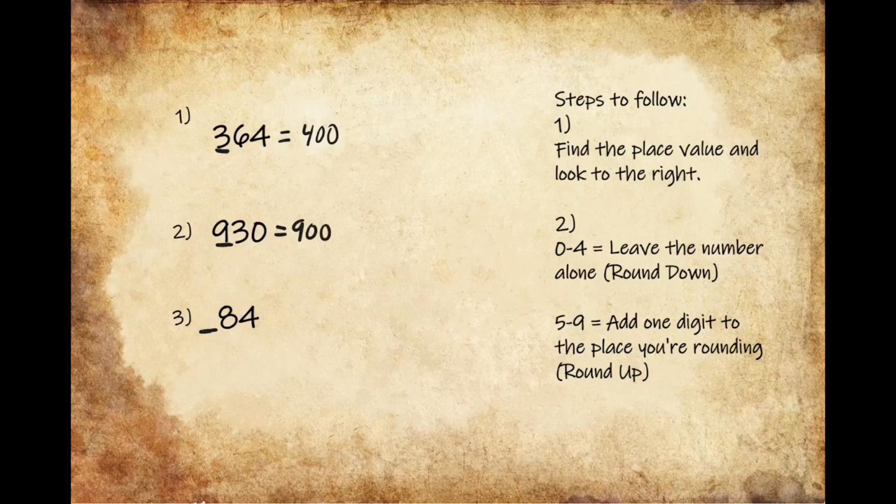in order to determine whether we're going to be rounding this number up or down. And since the 8 is between 5 and 9, we know that we're going to be rounding this number up, so we're going to be adding one digit to the place that we're rounding. So 84 rounds up to 100.